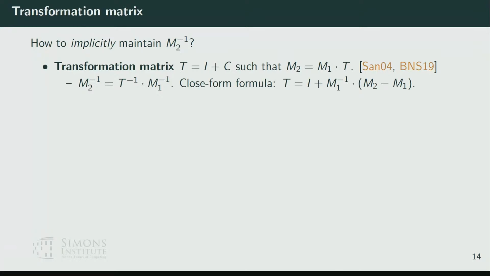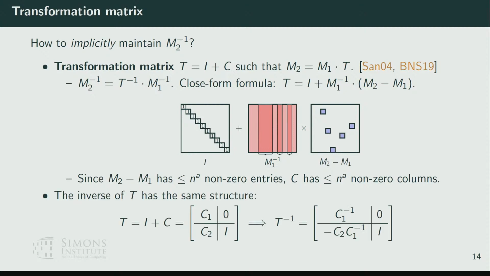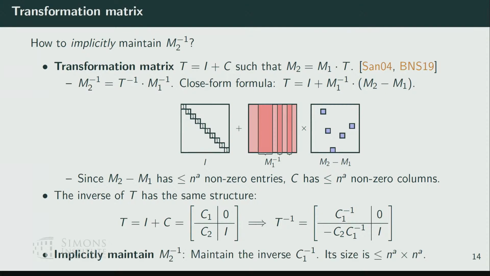And then we can compute the closed form formula of the transformation matrix. The observation is that because M2 minus M1 is very sparse, it has at most n to the a non-zero entries. So after multiplying with M1 inverse here, this matrix will only have at most n to the a non-zero columns. So it has some structure here, and the inverse of the transformation matrix preserves that structure. The inverse also only has n to the a non-zero columns. When I say we maintain M2 inverse implicitly, what I mean is that we only maintain the inverse of this smaller submatrix. Even though I won't go into details why that is efficient, I hope you can at least see from this formula that the part that's actually being inverted is exactly the submatrix. The other part is still C2 here, so it will make it more efficient.